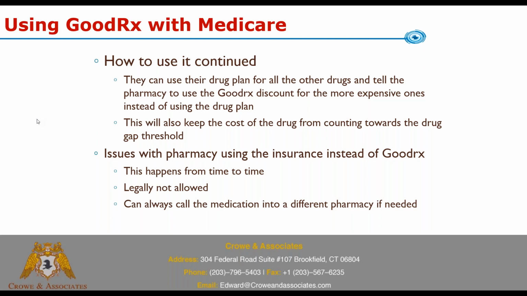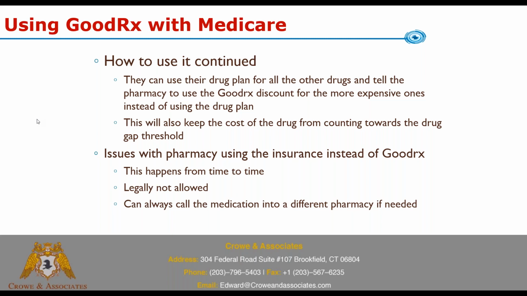There are times where there's issues with the pharmacy using the insurance instead of GoodRx. I tend to run into this at CVS. What will happen is your client will go to CVS and they'll say, I want to fill these 4 drugs with my plan, and I want to fill these 2 with GoodRx. And CVS, they've gotten a little better, but they were doing it for a while, where they'll say, no, you've got to fill everything through your insurance. That is not legal. They can't do that. I don't even think they're doing it on purpose. It's probably just the person at the pharmacy not knowing any better, but they're absolutely not allowed to do that.